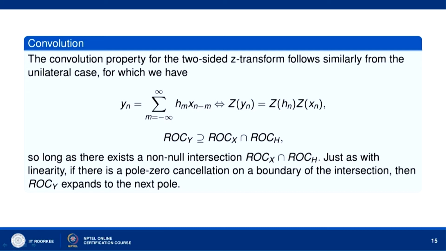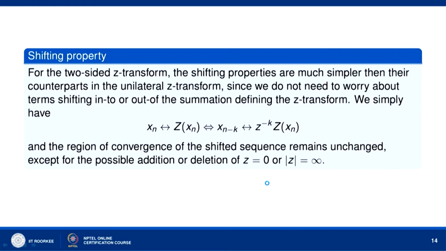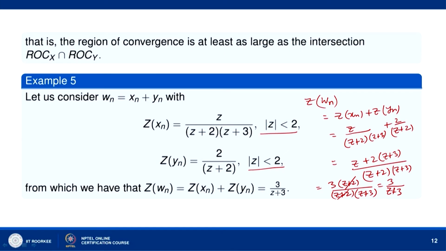Suppose it happens that we have a zero in the numerator, say at z equal to a, and in the denominator we also have a pole at z equal to a. Then they will cancel. Just as if there is a pole-zero cancellation on a boundary of the intersection, then the ROC expands to the next pole. For example, here we have seen that z plus 2 got cancelled and we move to the next pole.